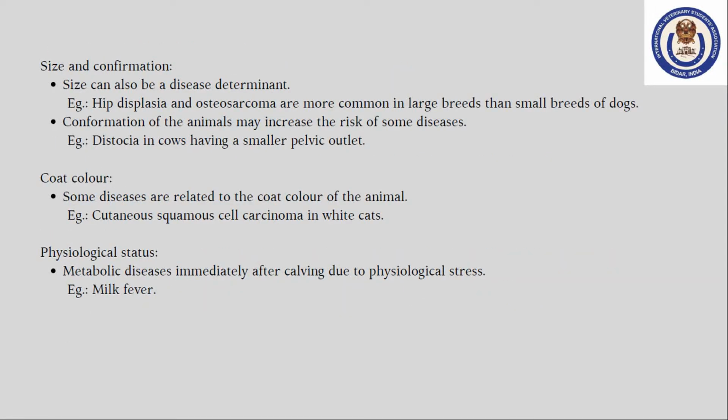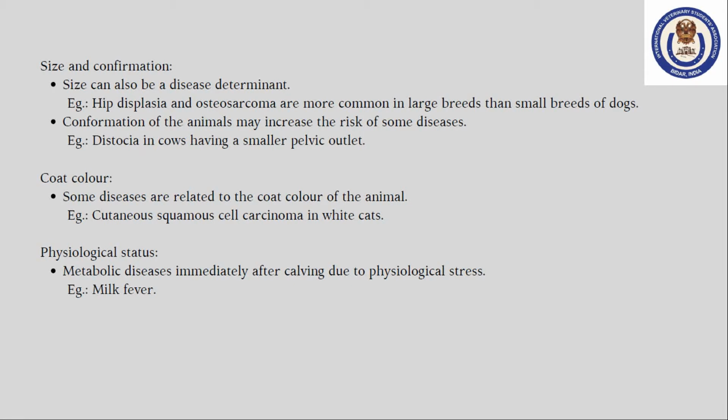Next is the size and conformation. Size can also be a determinant, like hip dysplasia or osteosarcoma can be seen more in the large breeds than in the small breeds of dogs, and conformation may increase the risk of some diseases in animals, like cows which have a smaller pelvic outlet compared to their body are usually predisposed to dystocia.